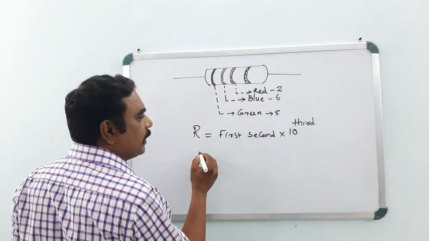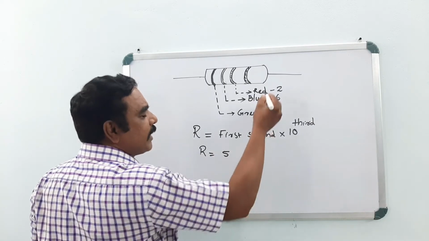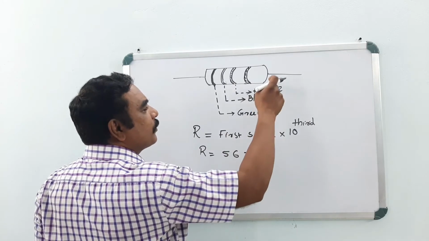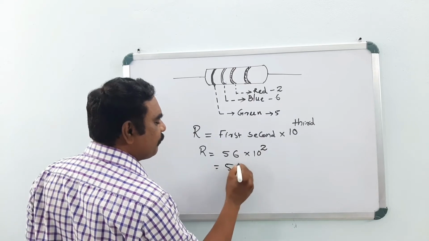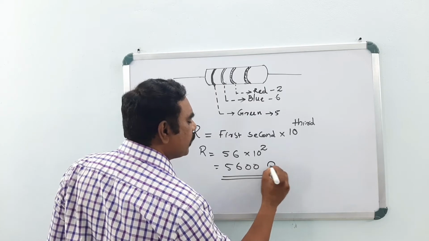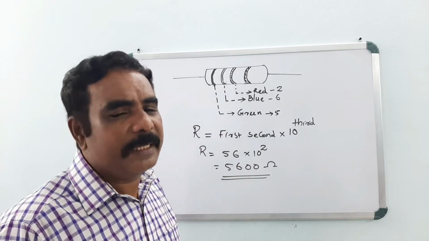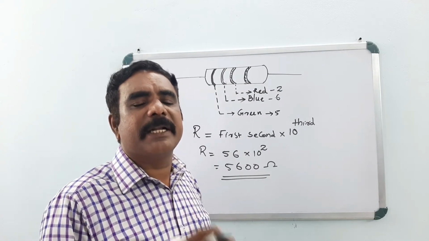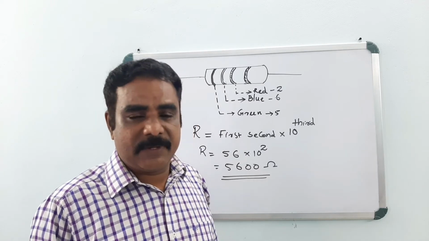So the resistance here is first color value 5, second color value 6, into 3rd color value, red, with 2. So it is 5600 ohms. This is to calculate the resistance. First color value, second color value, then 10 raised to 3rd color value. This gives us the resistance.